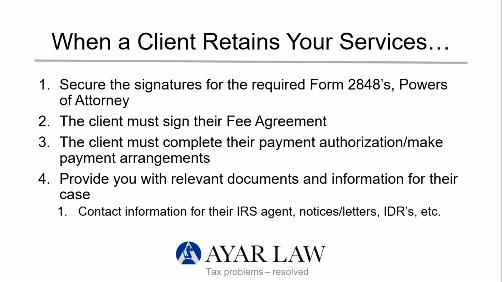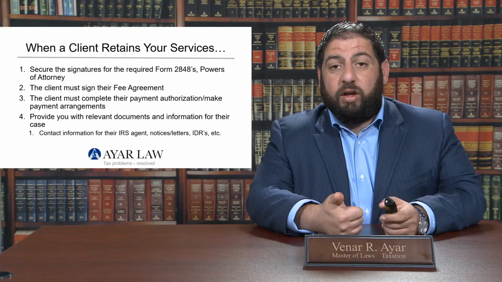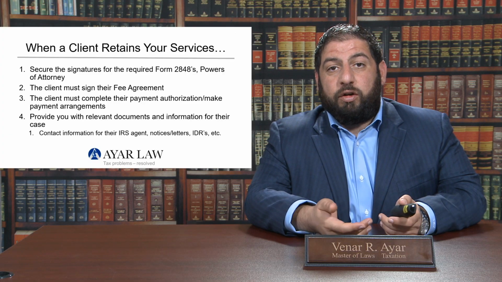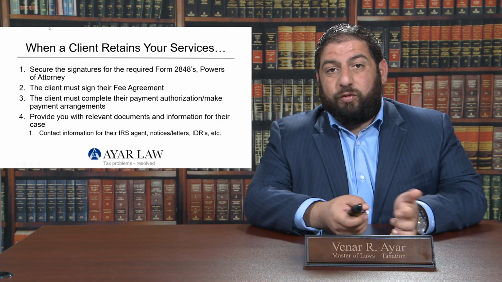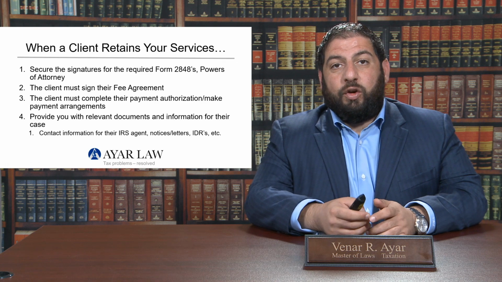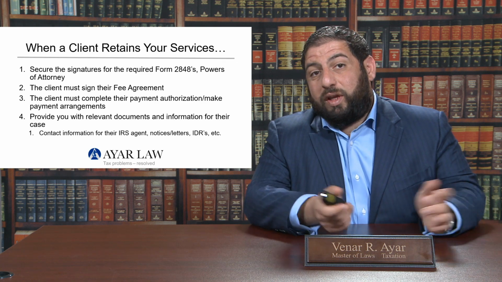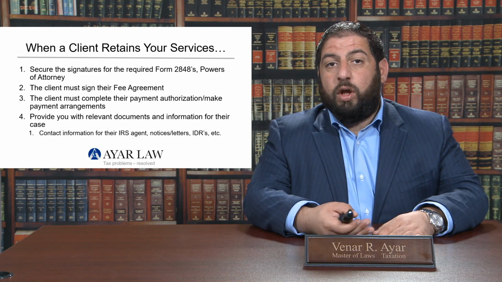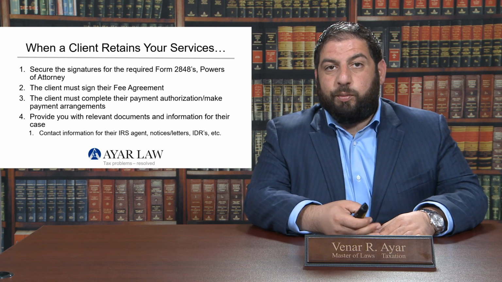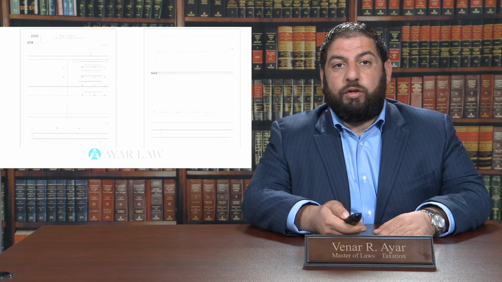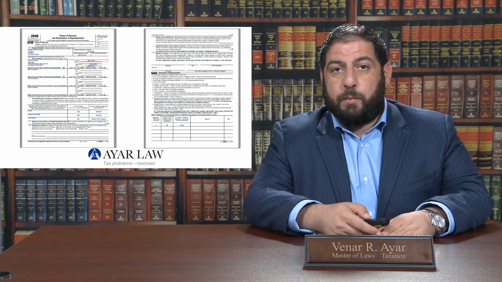Get the relevant documents and information from the client, especially contact information for their IRS or state agent if they haven't, any recent notices or letters. If they're under audit, you'll get the information document request. Any outstanding requests, anything that the client has. A lot of times they don't really have anything, and that's okay too, because eventually you'll get the transcripts. But get what they have up front as far as documents and information.